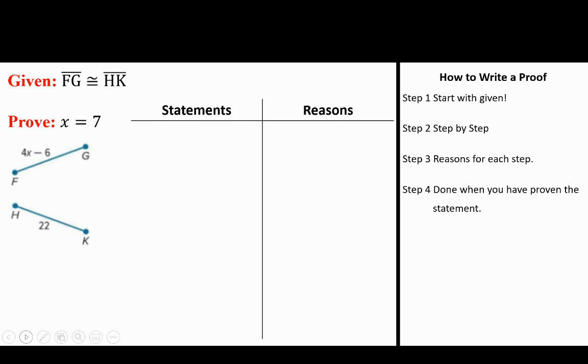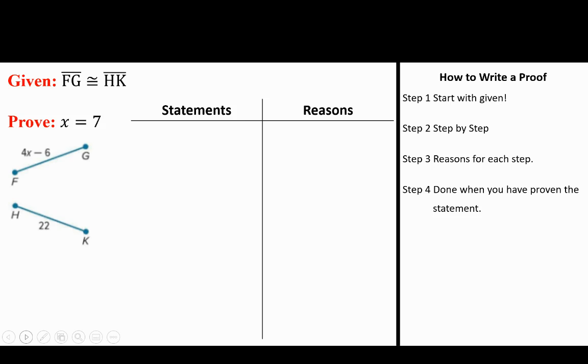Our givens are that segment FG is congruent to segment HK. I also know that FG is equal to 4X minus 6 and HK is 22. And I'm trying to prove that X equals 7. So once again, as you're getting this written down, make sure you're thinking to yourself: start with my givens, then go step by step. I've got to give reasons every time. I know I'm done when I get to X equals 7.